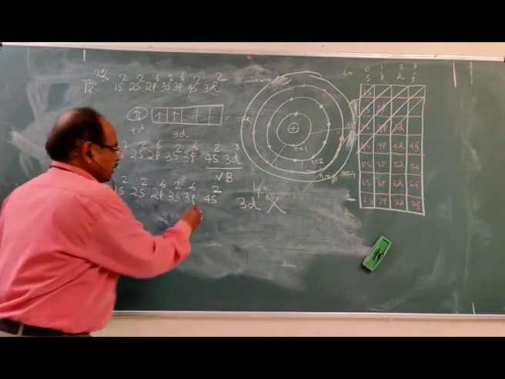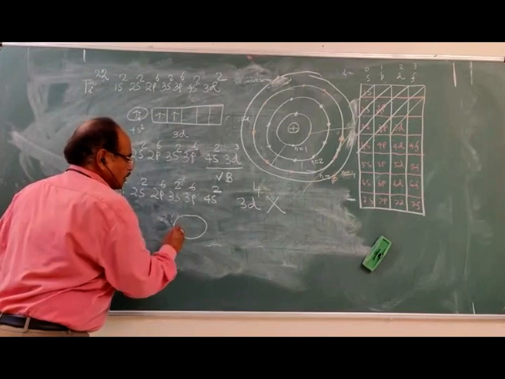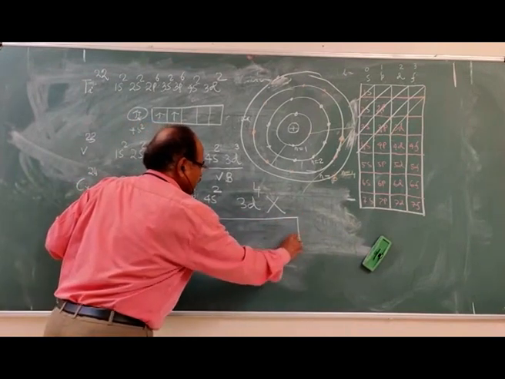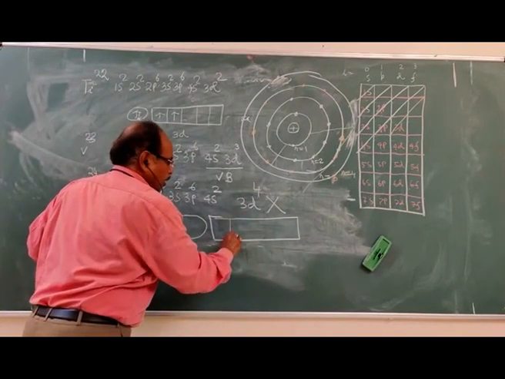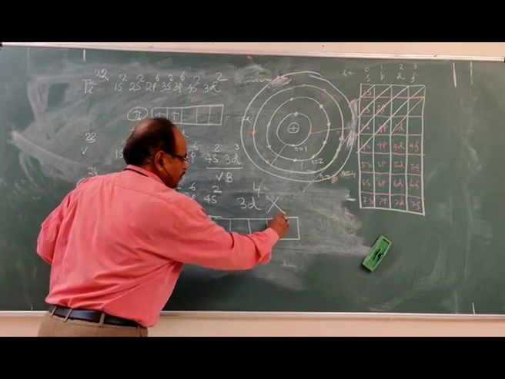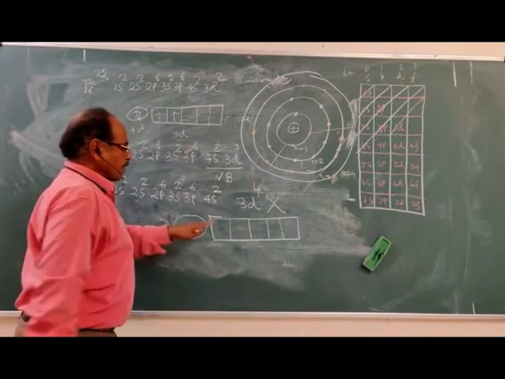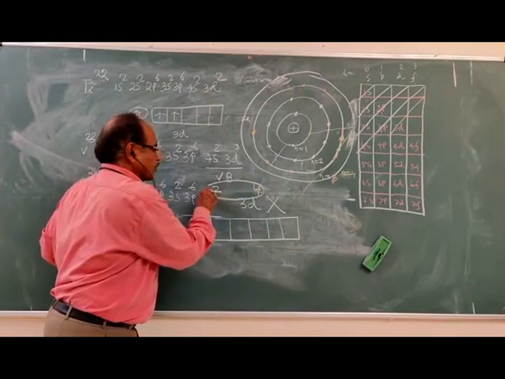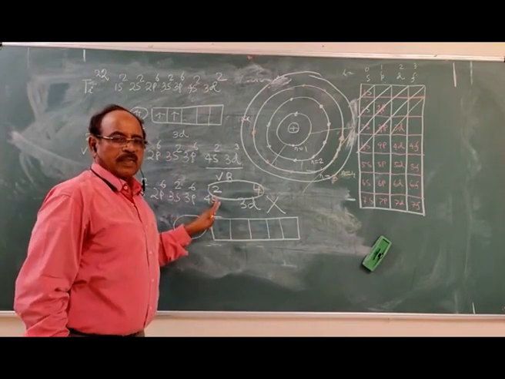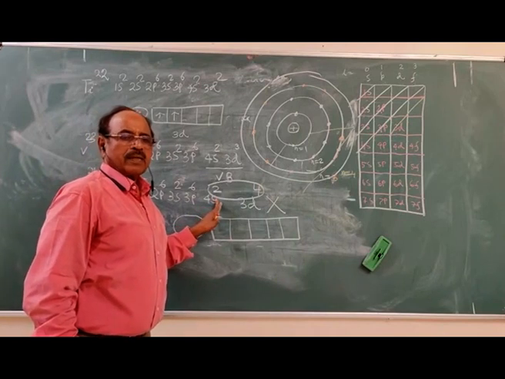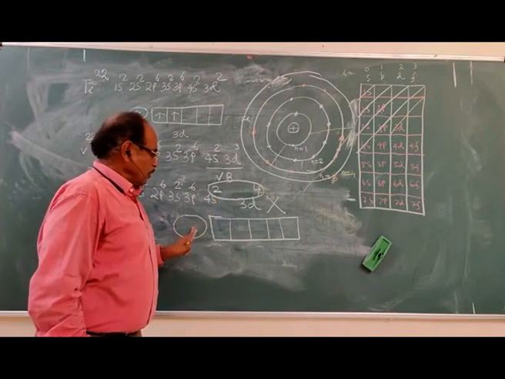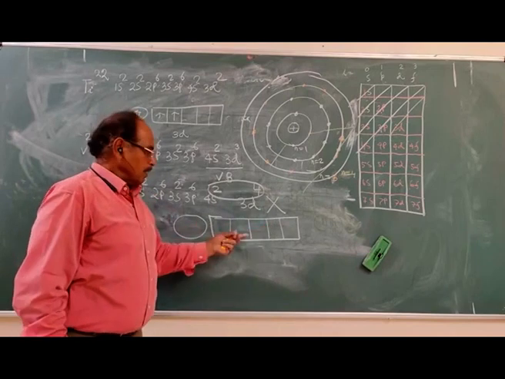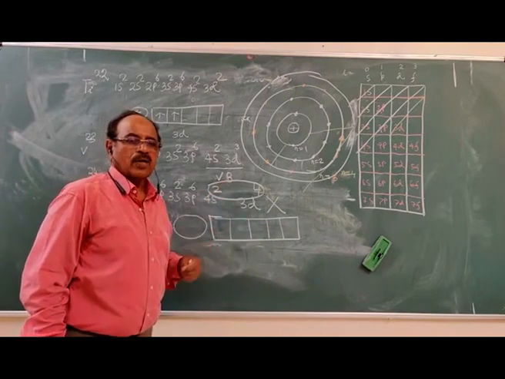What is happening here? 4s2. And how many orbitals are here? 5. So there are 5 orbitals. But how many electrons? There are 6 electrons to be filled up. And how many orbitals are here? There are 6 orbitals and 6 electrons.